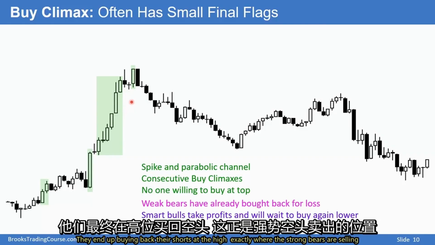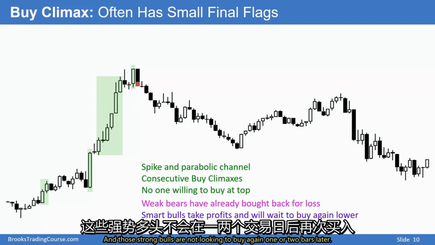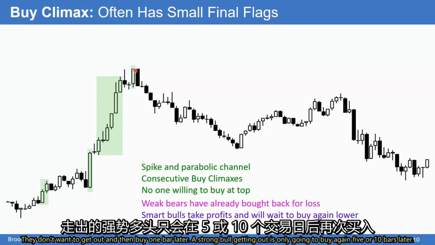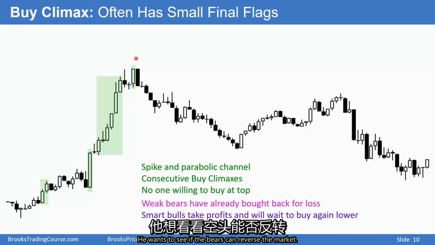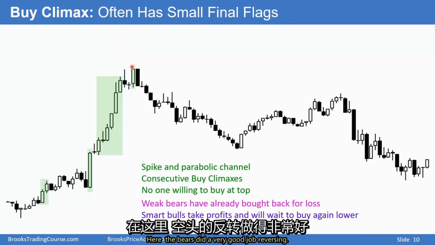They end up buying back their shorts at the high, exactly where the strong bears are selling, and exactly where the strong bulls are taking profits. And those strong bulls are not looking to buy again 1 or 2 bars later. They're going to wait at least 10 or 20 bars before buying again. Otherwise, why would they get out? They don't want to get out and then buy 1 bar later. A strong bull getting out is only going to buy again 5 or 10 bars later. He wants to see if the bears can reverse the market. If the bears fail to reverse, then the bulls will buy. Here, the bears did a very good job reversing.